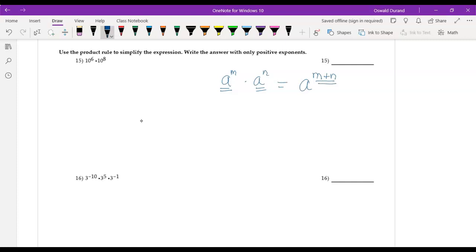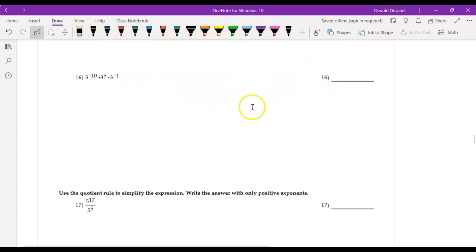So here, I can rewrite this as 10 to the power of 6 plus 8, because 10 is the base in both, and these two are being multiplied. And so that, at the end, is going to be 10 to the power of 14. You don't need to evaluate this, because otherwise it's going to become a very long number, so you can keep it like this. So here it tells you, write the answer with only positive exponents.